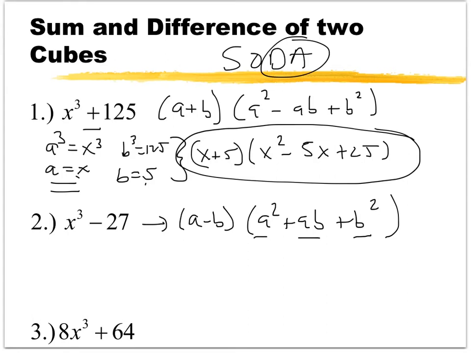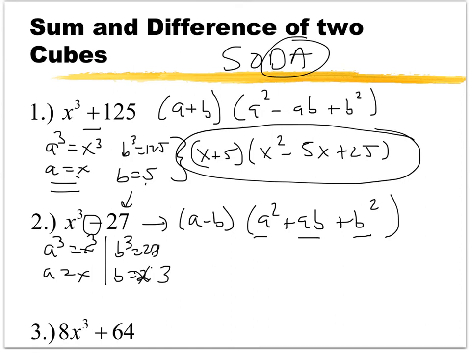Okay, so if A cubed is equal to x cubed, then A is equal to x. B cubed is equal to 27. We ignore the minus, we just look at the number. Then B is equal to 3. So I have x minus 3 times x squared plus 3x, right, A and B, plus 9.